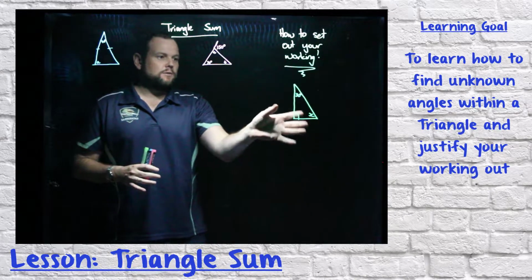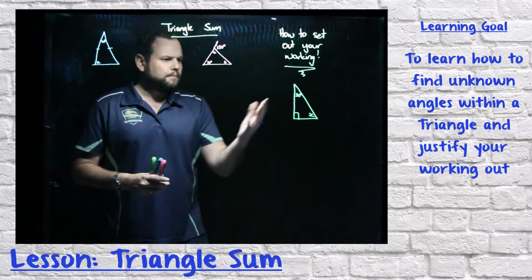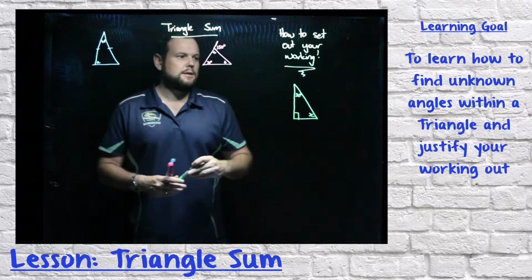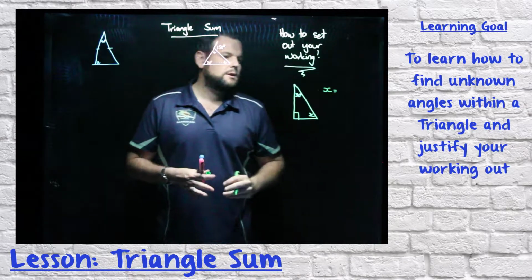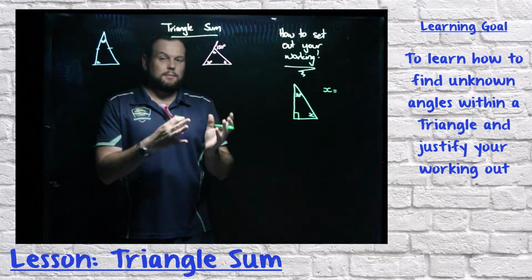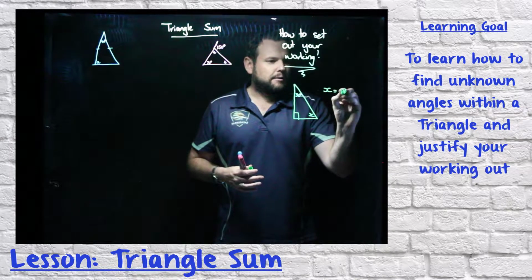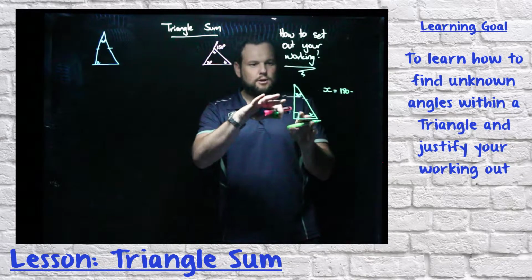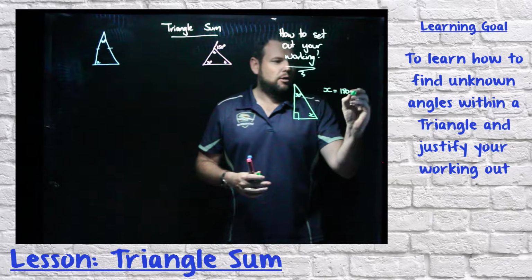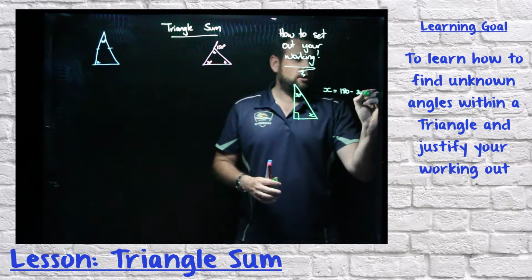So if we have a look at this first one here, we've got obviously a right-angled triangle, and we're going to find angle X. So the first thing I do is I write X equals, and we start off with the amount of degrees that are in a triangle, and that is 180, okay? And then we're going to have to take away the angles that we know. So we know 30 degrees, and we also know 90 degrees.